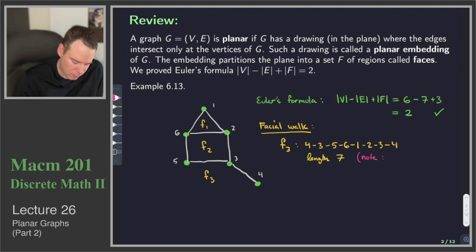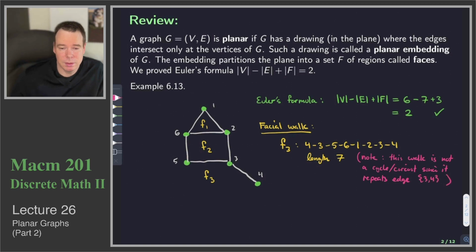One thing to note is that this walk is not a cycle or circuit because it repeats an edge. In this case, it's edge 3, 4. So because it repeats an edge, it can't be a circuit, and all cycles are circuits. So because it's not a circuit, it can't be a cycle either. Okay, so that was a quick review of some of the terminology we introduced last day.